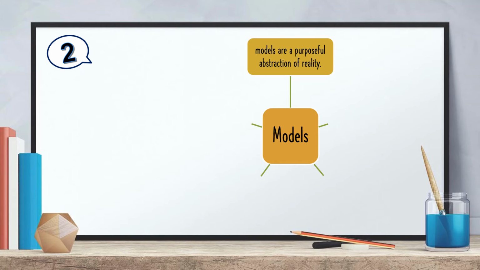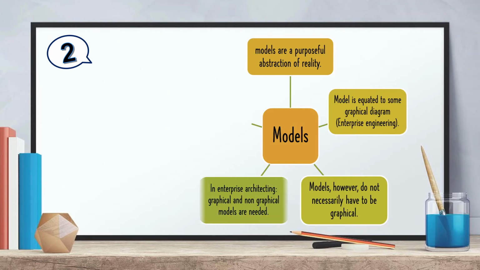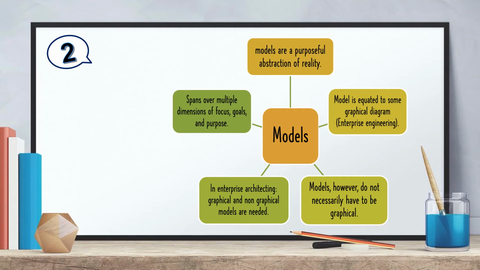In colloquial use, in the context of enterprise engineering, when we say model, it is always equated to a graphical diagram. This is because most models used in, for example, software development and business process re-engineering are graphical models. But models do not necessarily have to be graphical. In enterprise architecting, we have a lot of graphical and also non-graphical models which are needed to express the enterprise architecture. The set of required models span multiple dimensions of focus, goal, and purpose.